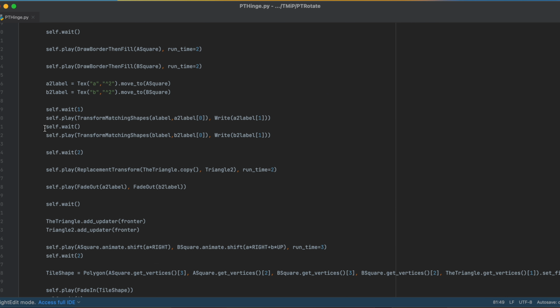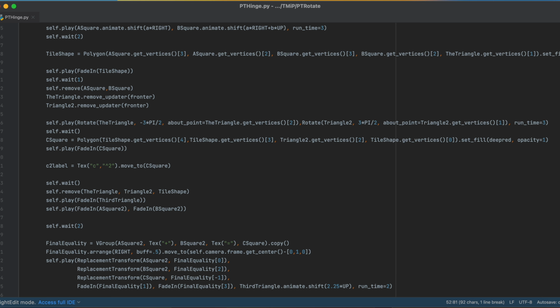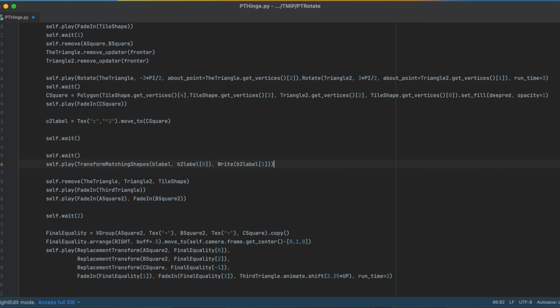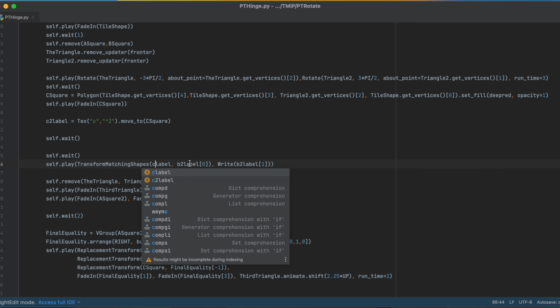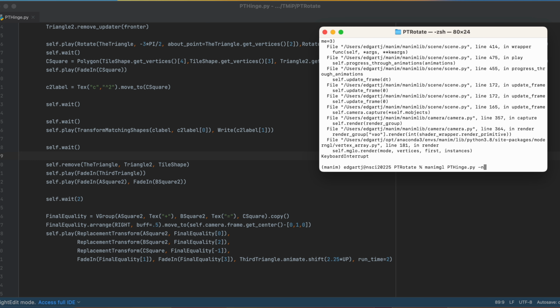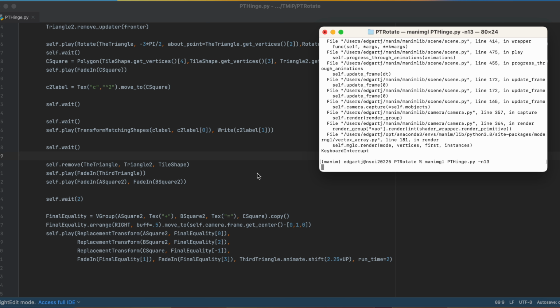I'm going to take this exact same code that I had, and I am going to have that happen exactly after I fade in C square. So I'm going to wait for a second after I fade in. I'm going to transform the C label, the C to C squared label, and I'm going to fade in the C squared label 1. I'm going to wait. We'll go to animation 13.